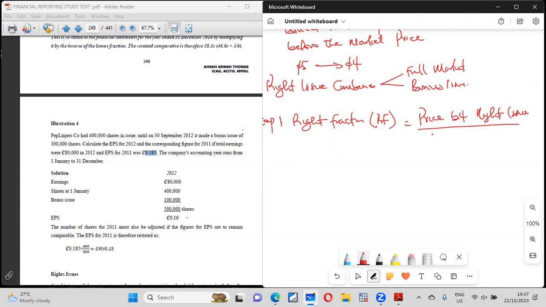All over what we call the theoretical XREF price. So theoretical XREF price, TEP. The TEP after the right issue. So after right issue, it is the price before the right issue all over the theoretical XREF price. All right. So that is that.